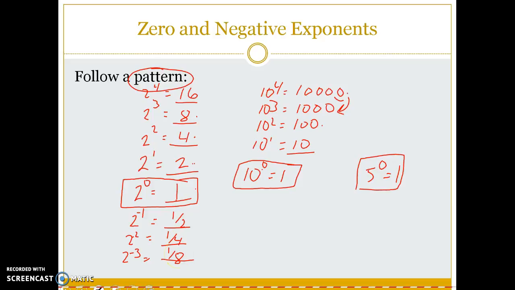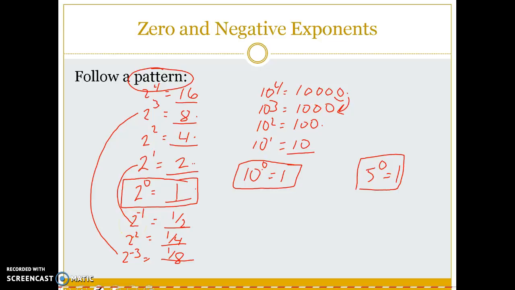So I want you to take a look at this. 2 to the third is 8. 2 to the negative third is 1 over 8. 2 to the second is 4. 2 to the negative second is 1 over 4. 2 to the first is 2. 2 to the negative first is 1 over 2.